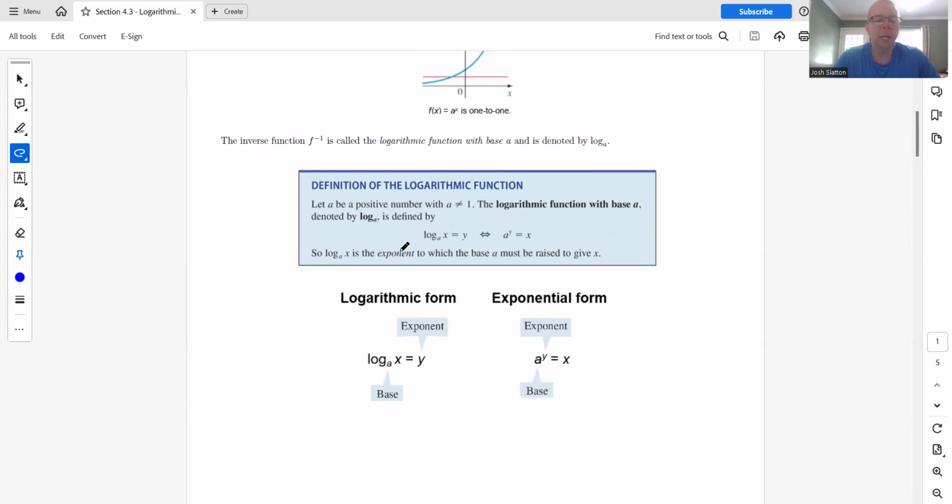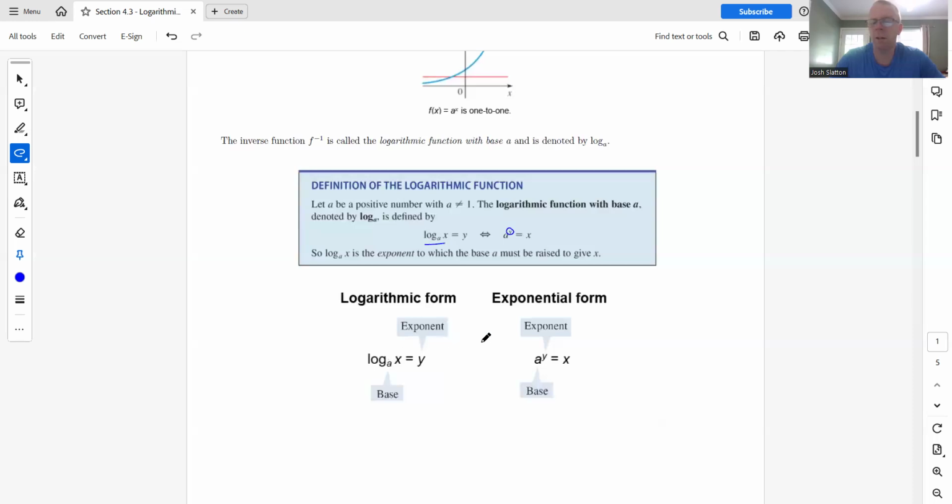We could say log base a of x is the exponent to which the base a must be raised to give x. Essentially, if you substitute y equals log base a of x in for that y, you'd have a to the log base a of x, and they would essentially cancel each other out because they are inverses. We're going to look at some in a minute where we have to convert between the logarithmic form and the exponential form.